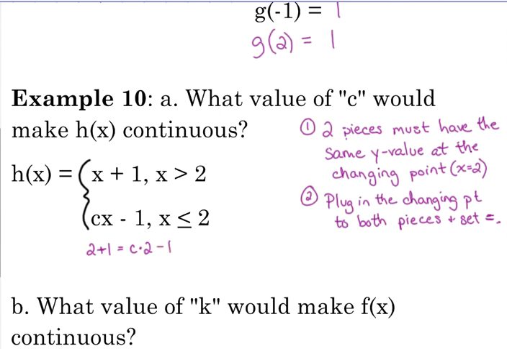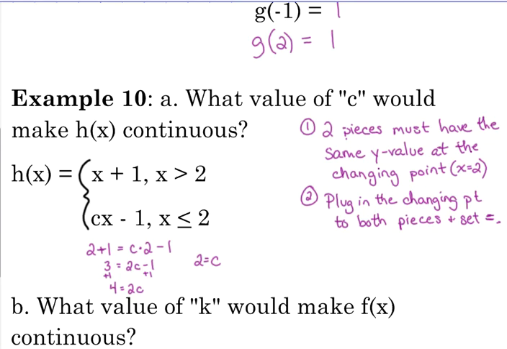So notice this is just a basic linear equation. We've got one variable. Our variable is c. We should be able to solve this. So 2 plus 1 is 3. I don't like c times 2. I would rather write that as 2 times c. So 3 is equal to 2c minus 1. We're solving for our c. So 3 plus 1 is 4. 4 is equal to 2c. So if we divide, 2 is equal to our c value.